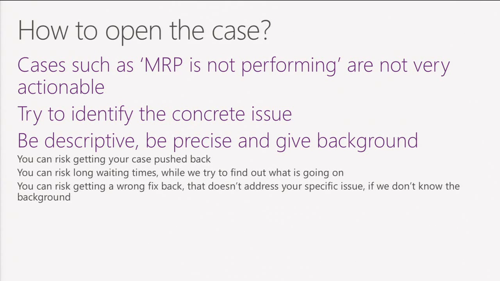The risk of not being descriptive is that your case is going to get pushed back. You will risk long waiting times while we try to find out what your problem is. And you also run the risk of getting the wrong fix suggested back to you. As I mentioned, our support organization has a list of hotfixes for MRP improvement. And I know that some of our escalation engineers, when they get the MRP slow case, just say, do you have this installed? No, go install it. So if you're not precise and you don't describe to them what the actual problem is, they will just send you some fixes that they think may help.